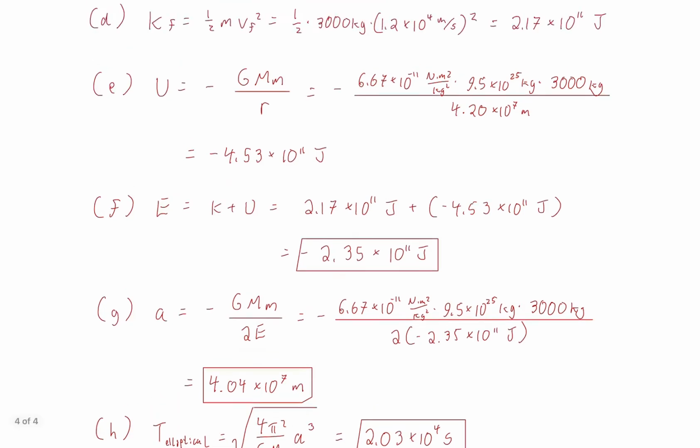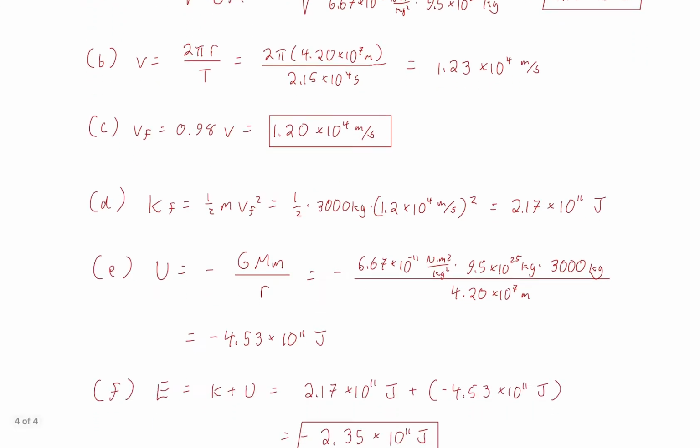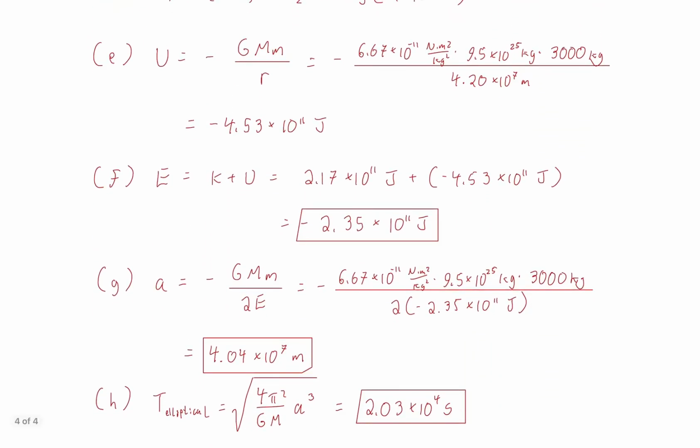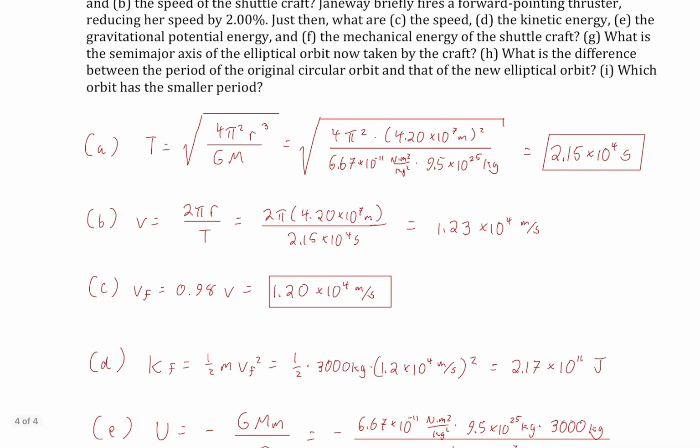How does that compare to the period of the previous orbit? Well, before it was 21,500 seconds. Now it's 20,300 seconds. It reduced significantly. So indeed, the elliptical orbit has a shorter period. We took energy out of the system. We reduced our speed and changed to an elliptical orbit with a shorter period.